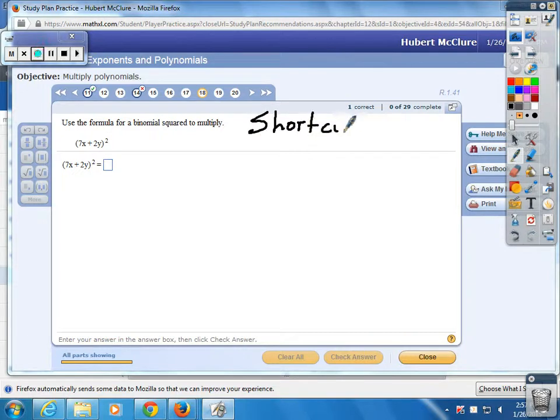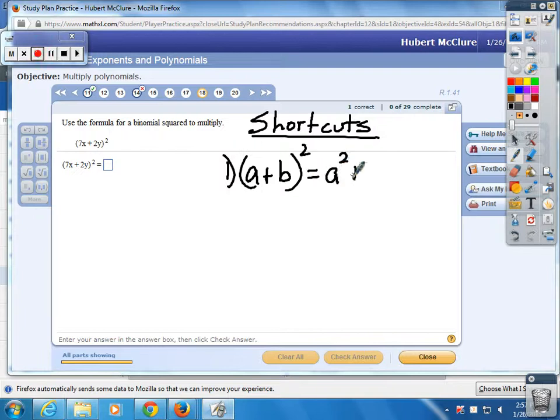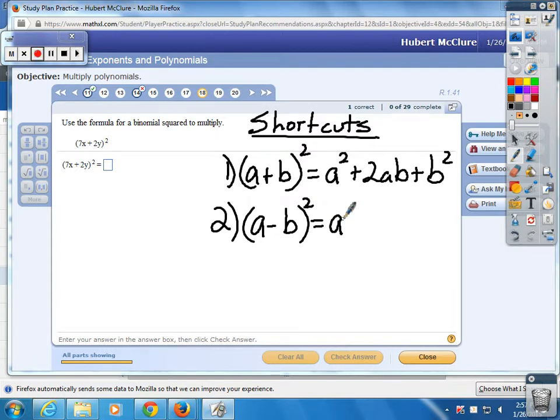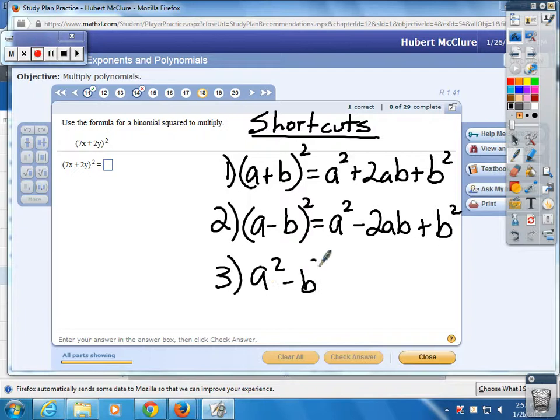Now I call them shortcuts. I don't know what they're called. They're called a bunch of names, but I just call them shortcuts. 1, a plus b quantity squared is equal to a squared plus 2ab plus b squared. 2, a minus b quantity squared is equal to a squared minus 2ab plus b squared. 3, a squared minus b squared is equal to a plus b times a minus b.